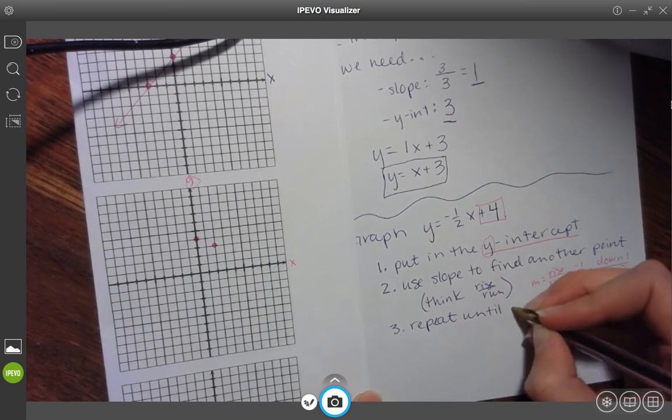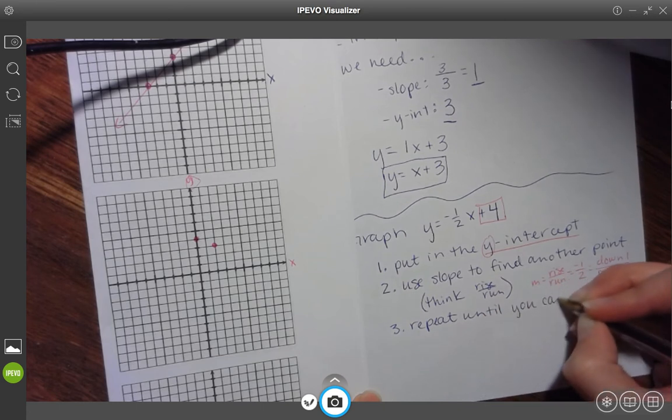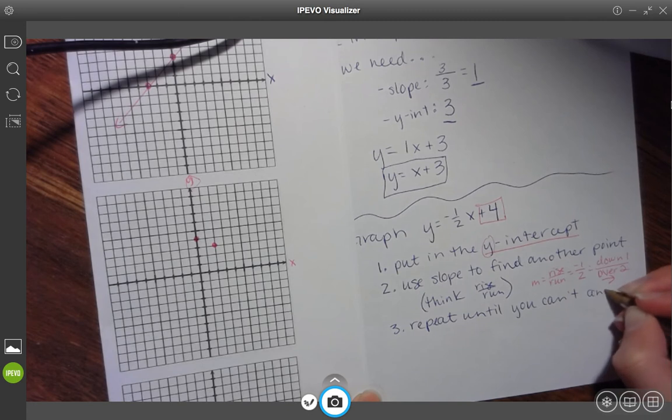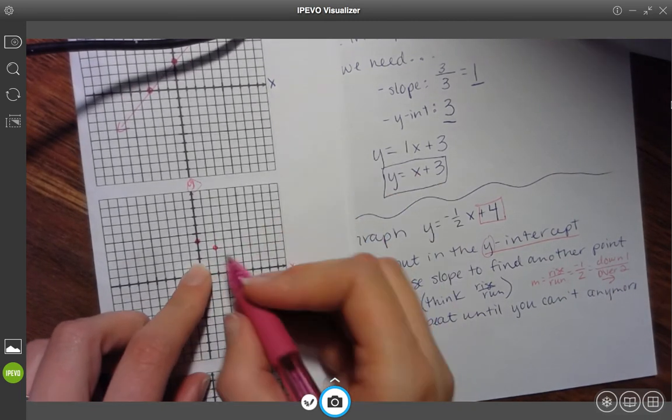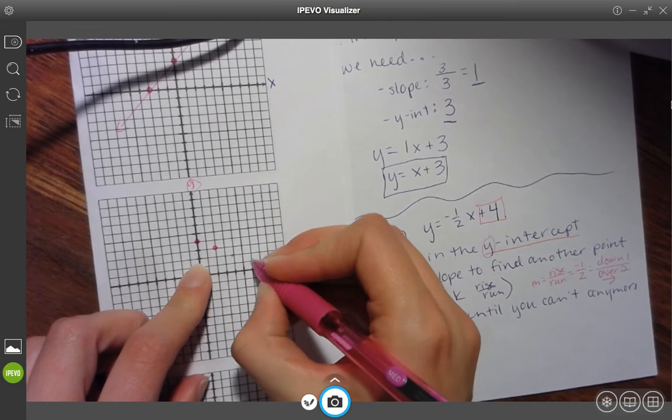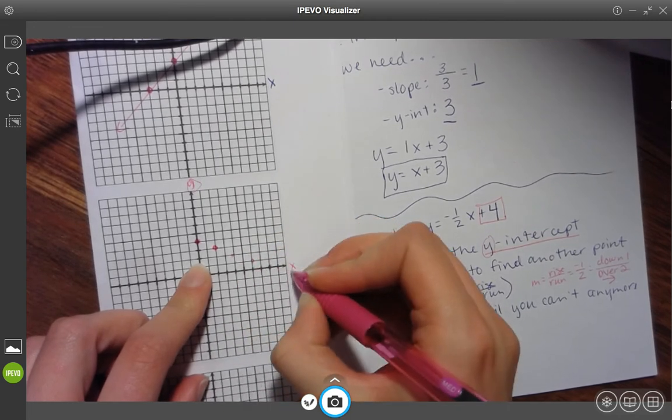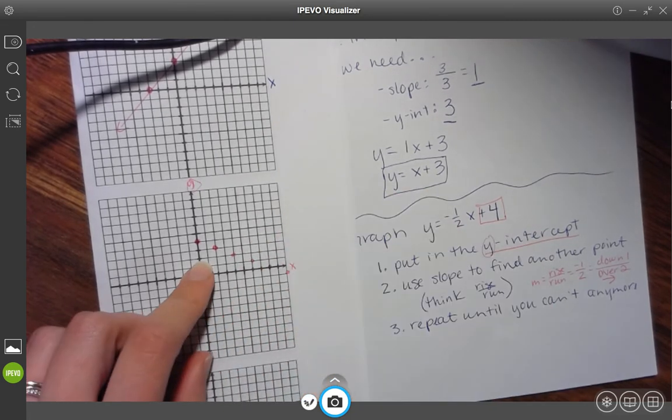Third step, repeat until you can't anymore. So I'm going to keep doing this with these points. Down 1 over 2, down 1 over 2, down 1 over 2, down 1 over 2.